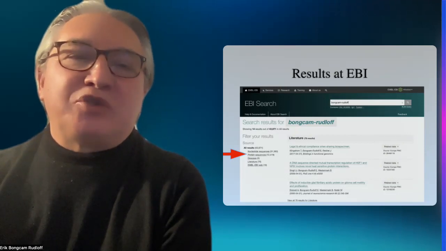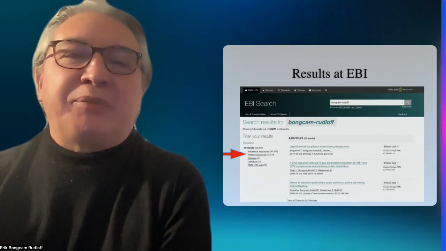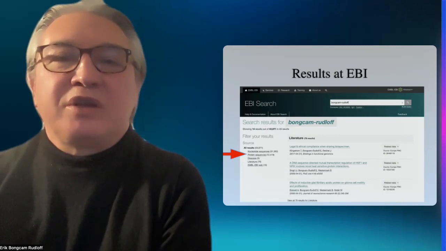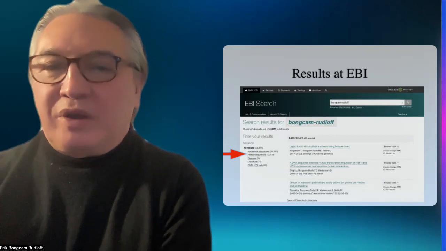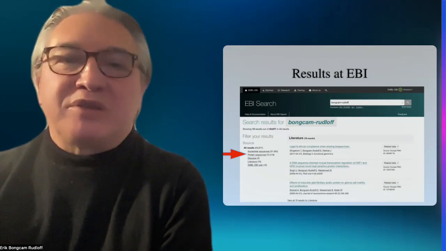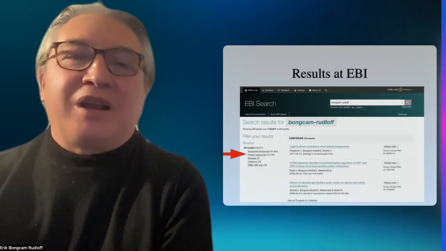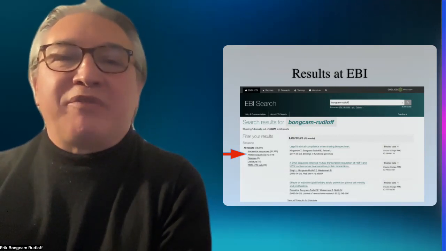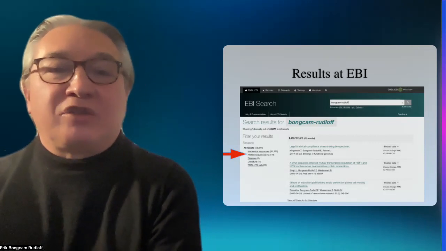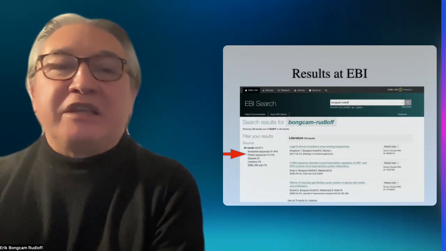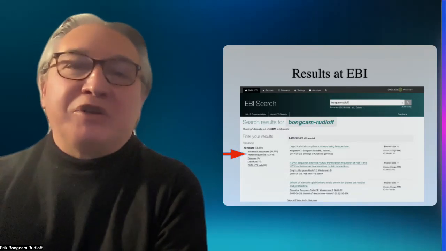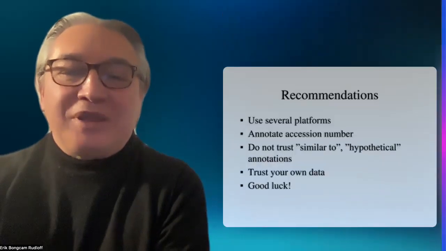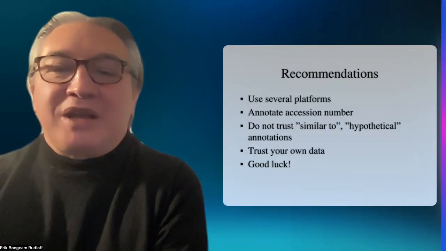So never be 100% sure about things you get from any database. Use them as help to make decisions on how to perform your experiments, because it's only in real life, in the lab, that you prove whether what you have done in bioinformatics analysis is correct or not. Before that, it's only indications. Usually they are very good indications, but it's best to prove it in the lab. So those are my last recommendations.